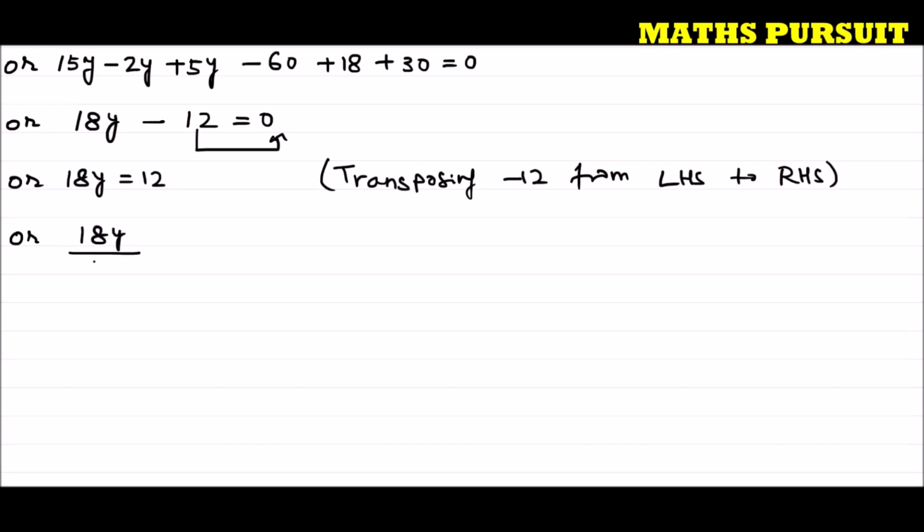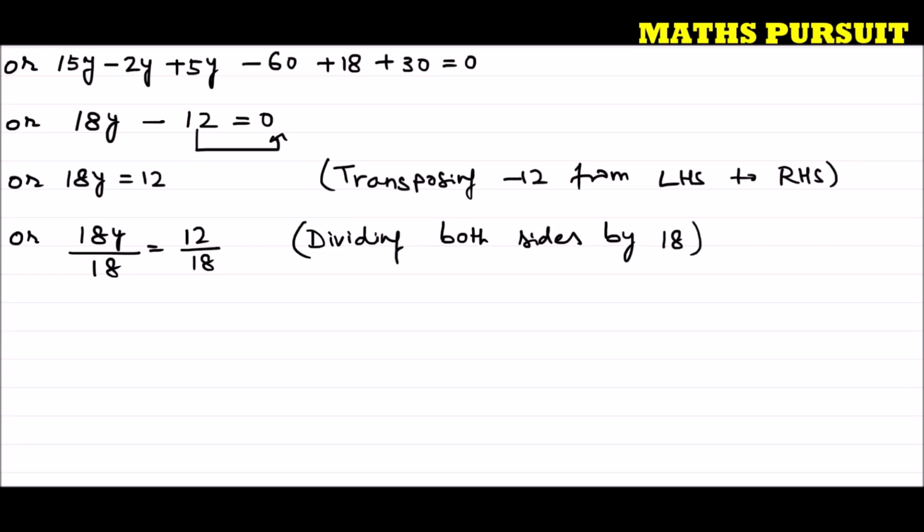Or I can write 18y divided by 18 is equal to 12 divided by 18. What I am doing here? I am dividing both sides by 18. Why I divided both sides by 18? So that I can eliminate this 18 from y. In order to eliminate this 18 from y, I need to divide this 18 by 18. For that reason, I have divided both sides. If I am dividing something to the left side of the equation, I should also do the same thing to the right side of the equation. So I can write, this 18 cancels out.